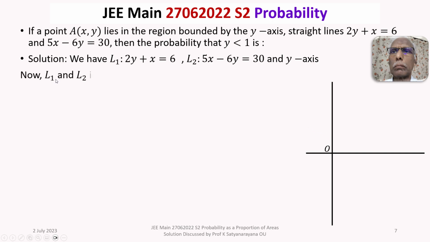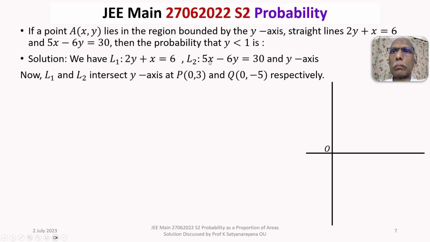Now L1 and L2 intersect the y-axis at a point, say P, with coordinates 0, 3, and a point, say Q, with coordinates 0, minus 5 respectively. Let's get into L1 and the y-axis. L1 intersects the y-axis, so put x is equal to 0 in this. Then you will get 2y is equal to 6, y is equal to 3. That means at a point P, 0, 3.